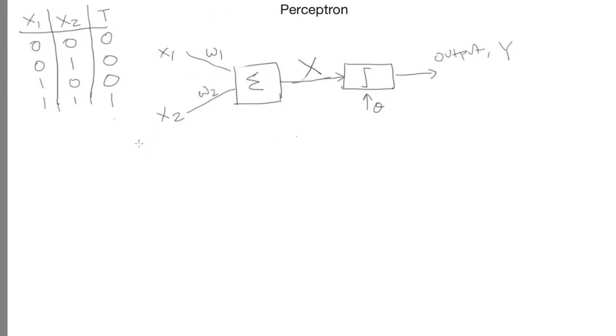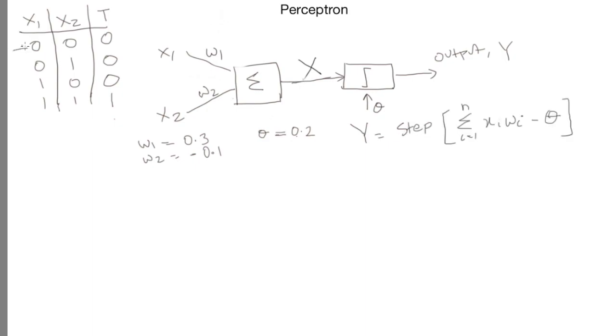Let's begin by randomly initializing the weights. So let's say W1 is set to 0.3, W2 is randomly chosen as minus 0.1. We pick a threshold, again, nothing special here. Let's say we picked 0.2 as the threshold. And for the activation function, we choose the step function.